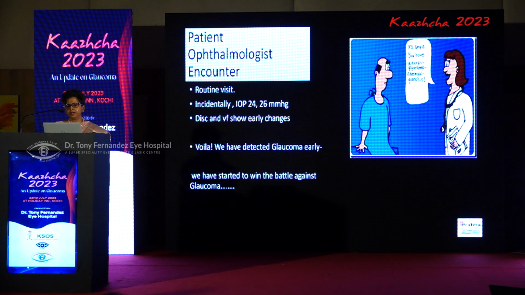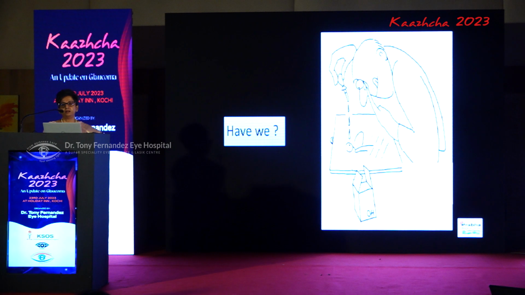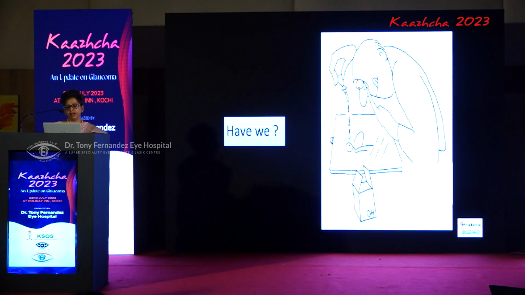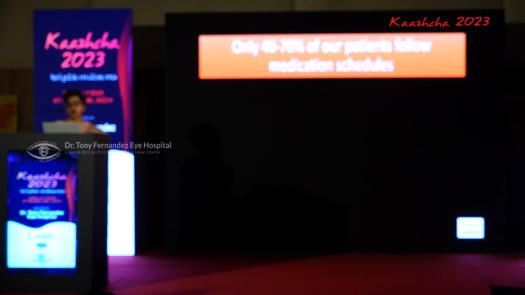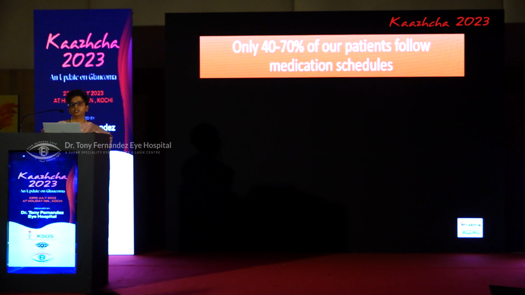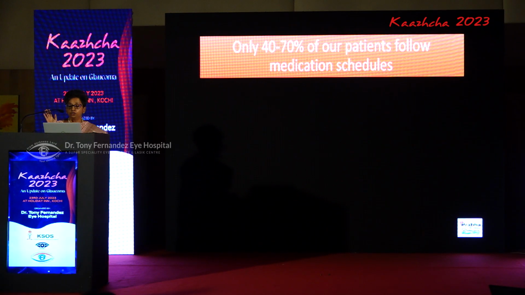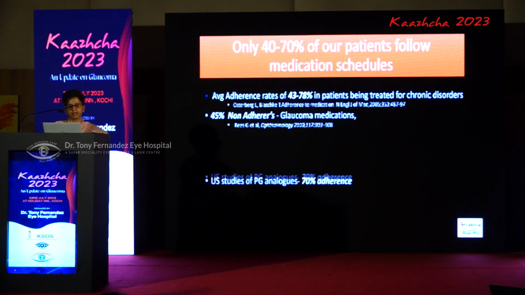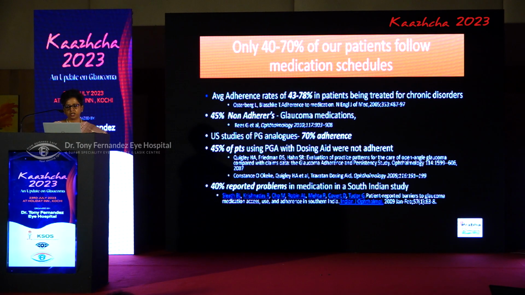So typically, this is how we diagnose glaucoma. Patient comes for a routine visit, IOP is high, visual field shows changes. So we have detected glaucoma early and we ask the patient to put drops and all that. Have we won the battle against glaucoma? No, because here the doctor-patient communication is something that you can never, ever underestimate. Only 40 to 70% of our patients follow medication schedules. So assume that non-compliance is an issue, and elicit it in each of the visits that the patient does.